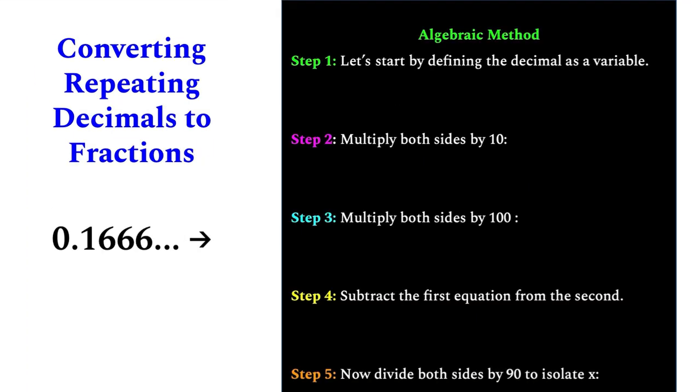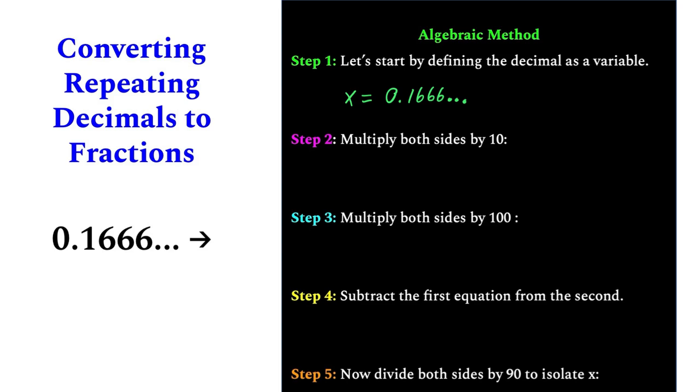Now here's where the shortcut doesn't work, when the repeating part doesn't start right away. In this number 0.1666, only 6 repeats, but the 1 doesn't. This means the repeating starts at the second decimal place, so we will use the algebraic method because the shortcut will not work here. Let's define the decimal. Let's call it x equals 0.1666.